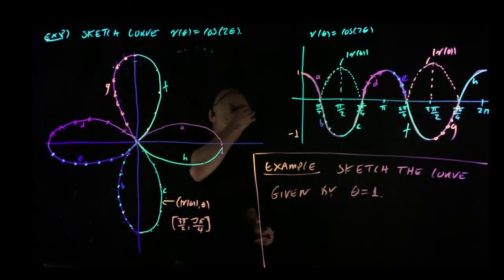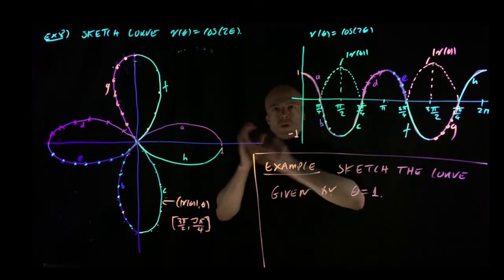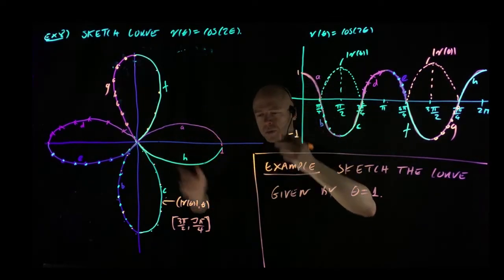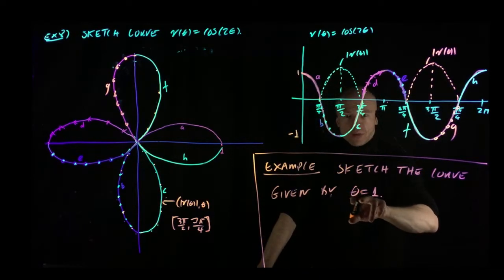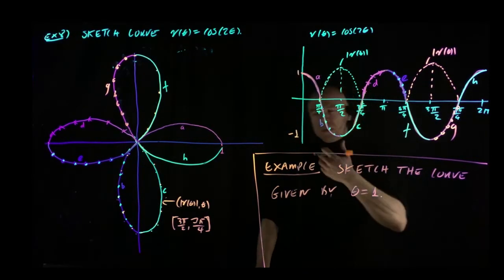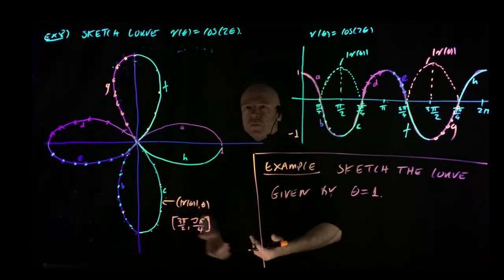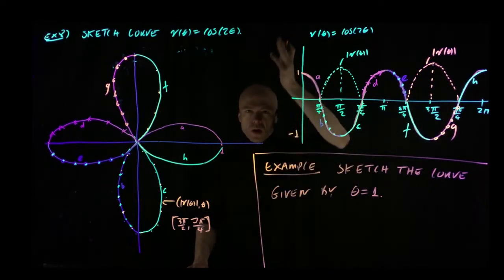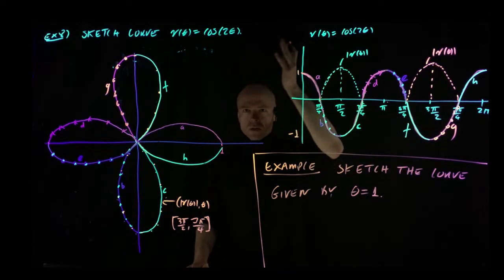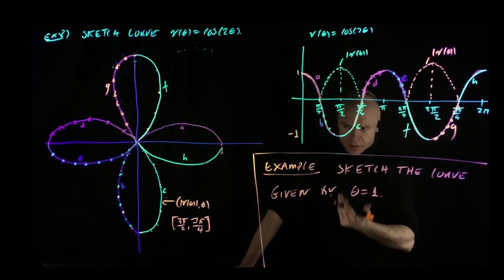Well, you're used to being asked things like sketch the curve of some equation like x squared plus y squared equals 1, which would just be a circle. Now we have an equation in r and theta, but it's just an equation in theta. That would be, in Cartesian coordinates, equivalent to saying sketch the curve given by x equals 1, right? And x equals 1 is just all the x and y such that x equals 1, which is just a vertical line going through x equals 1, right?